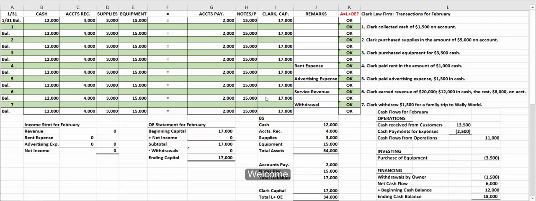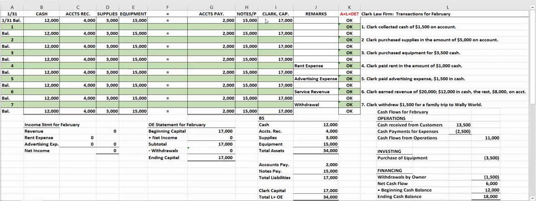Let's take a look at one more example from Chapter 1. This one is a little different than the others we've looked at because we're starting off with some beginning balances. So in this story, the law firm has been operating for 1 month already. So on 1/31, you have some balances. Cash is $12,000, accounts receivable $4,000, and so on.